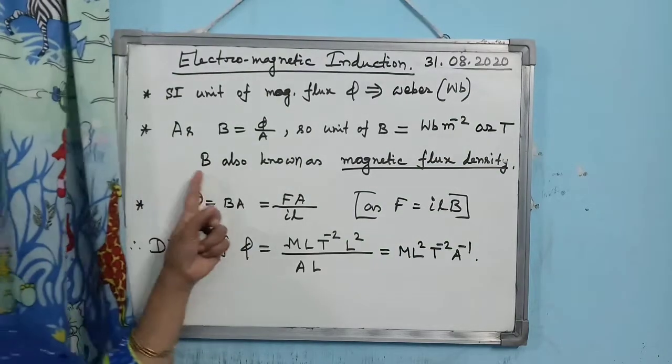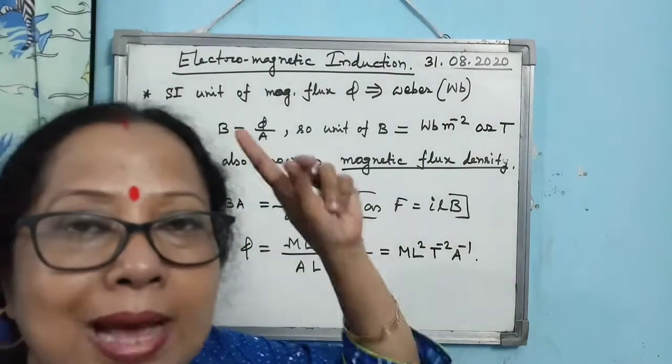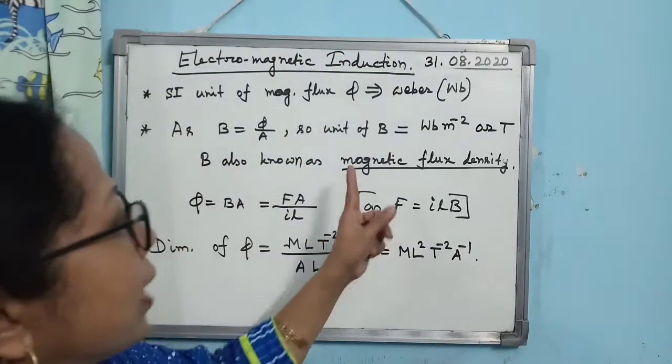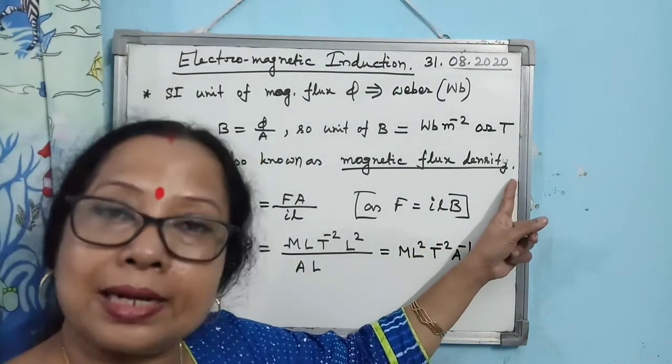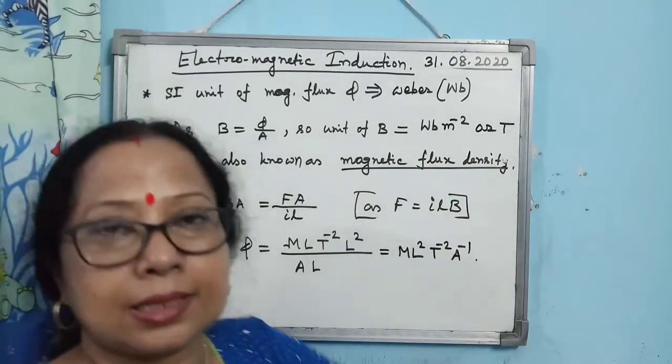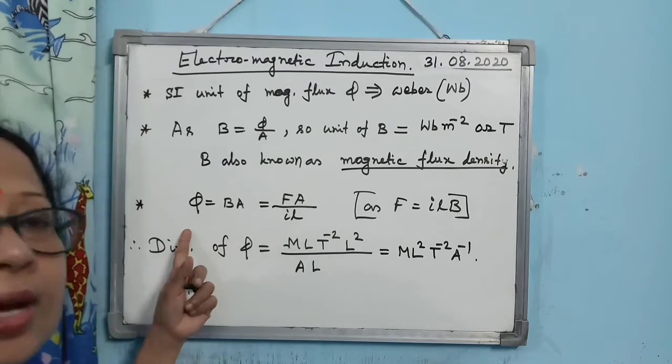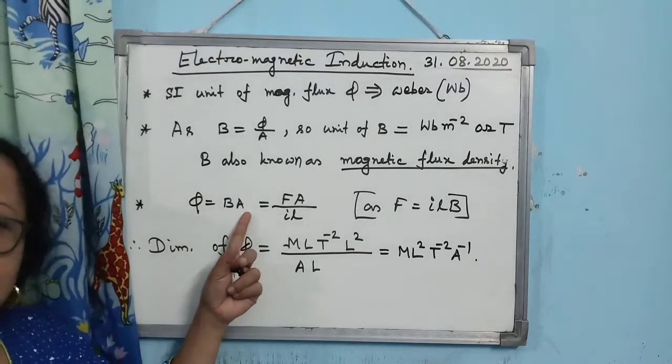Alright. So for B, I have said three names. What are the names? Magnetic field intensity, magnetic field induction, or you can say in terms of magnetic flux density. Okay. Now the question is, what is the dimension of phi? How can you get it? Phi is equal to B into A.